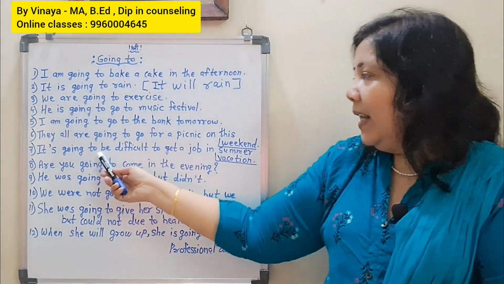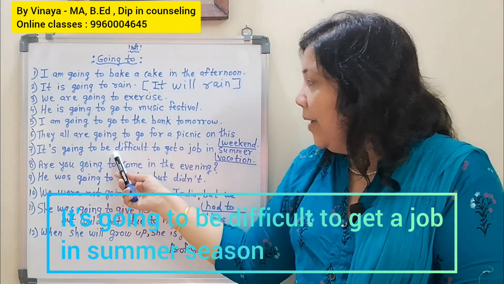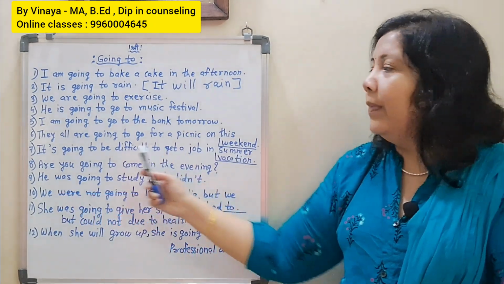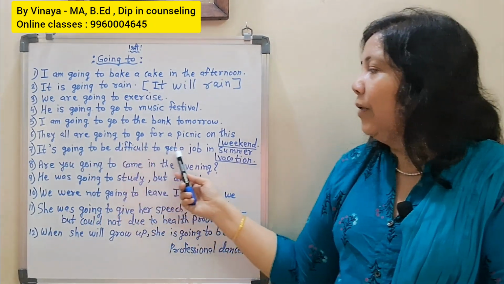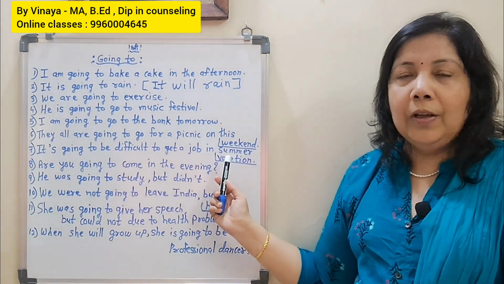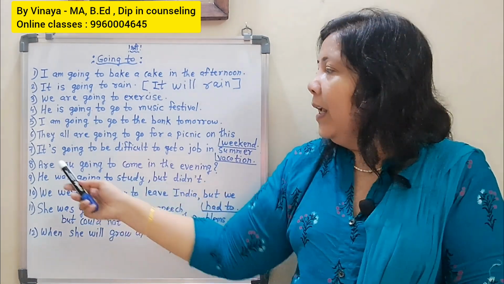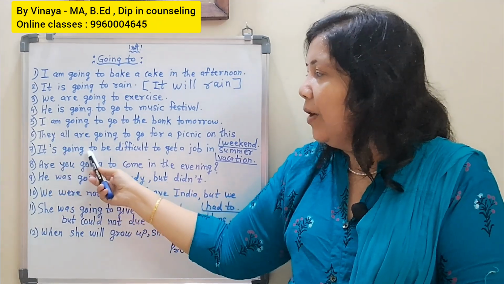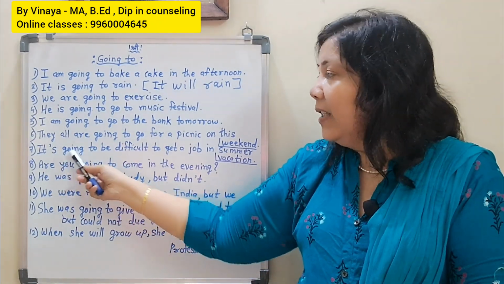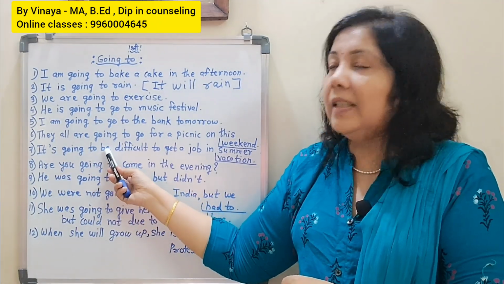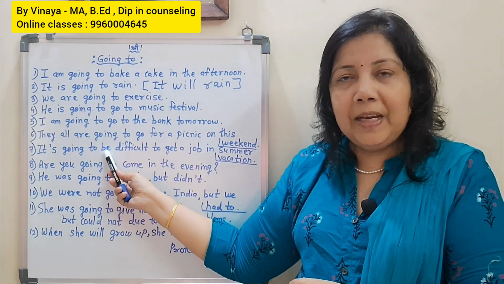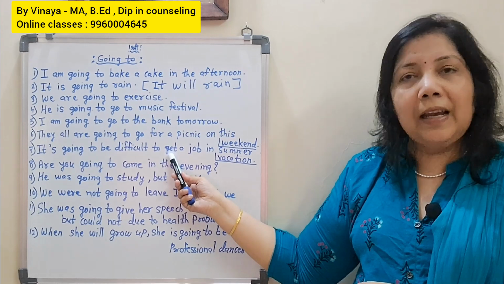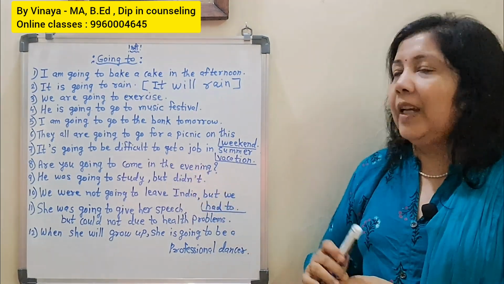Next sentence also, it's going to be difficult to get a job in summer vacation. So again talking about future, it is the subject, is going to is the construction, be is the main verb over here. Difficult to get, this is the second verb, to get, second verb, a job in summer vacation.